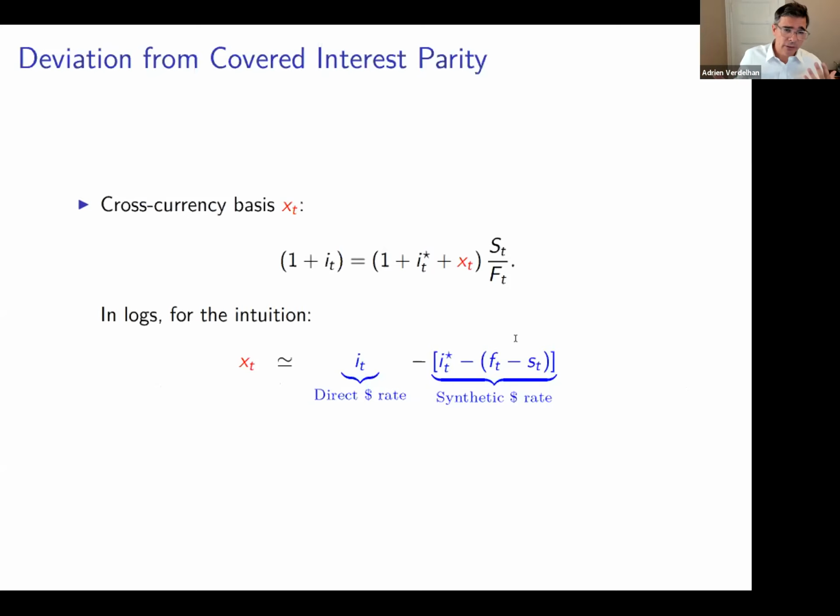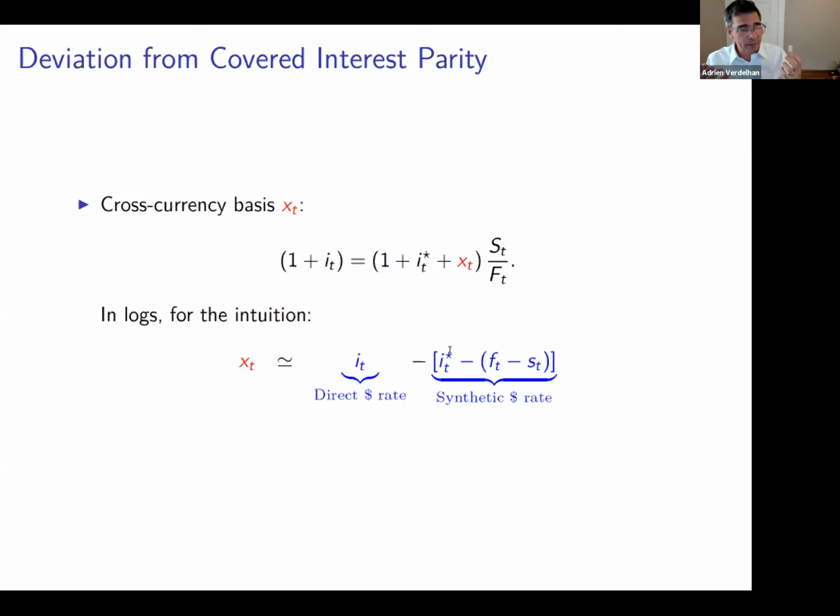Now, the deviation from covered interest rate parity in this framework has a simple intuition. You can look at the interest rate I_T that you would have to pay if you were to borrow in the US, and look at how much it differs from another way to fund yourself, where you would borrow in a foreign country at an interest rate I star, and you would get rid of the exchange rate risk by hedging it.